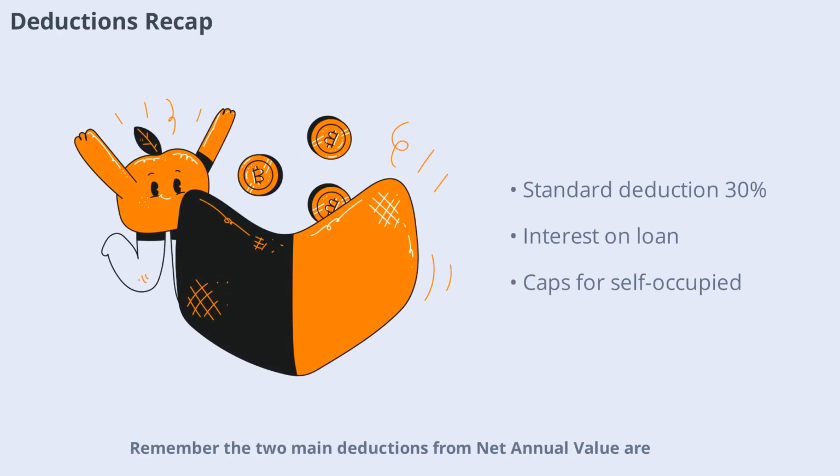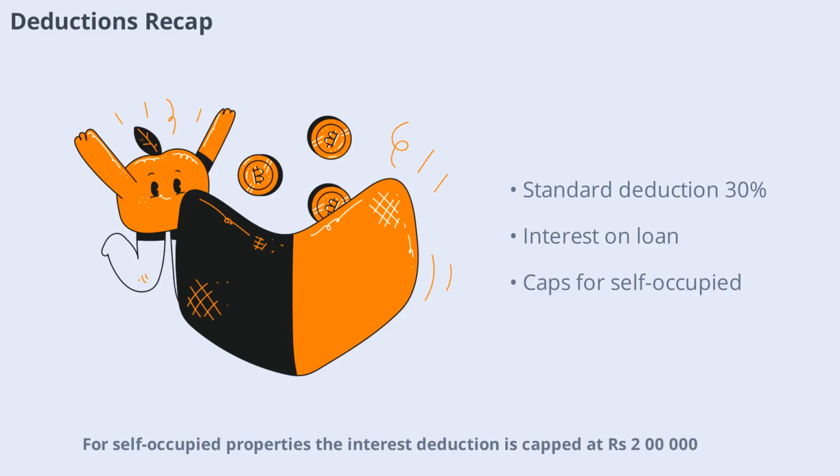Remember, the two main deductions from net annual value are the standard deduction at 30% and interest on borrowed capital. For self-occupied properties, the interest deduction is capped at Rs. 200,000 subject to conditions. For let-out properties, there is no cap. These deductions significantly reduce the taxable income and are crucial for tax planning.